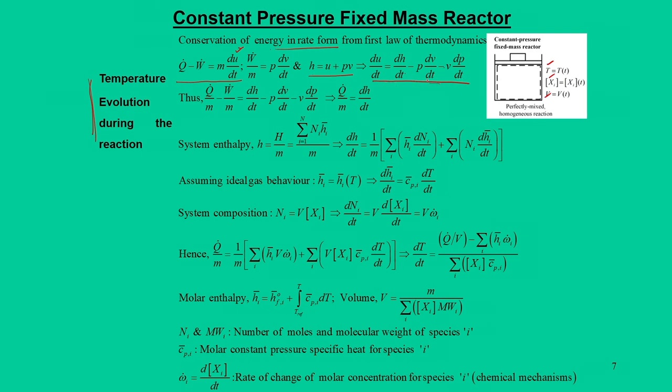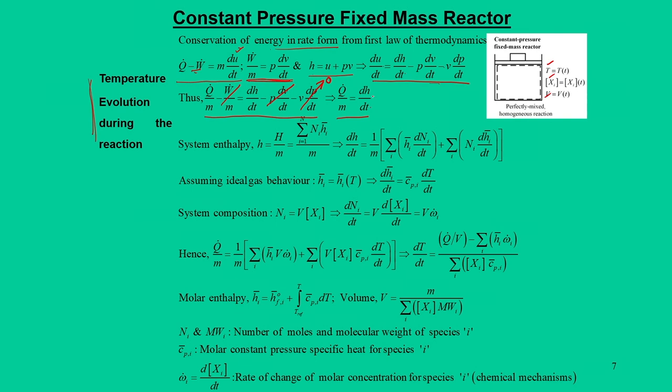Now, the work term can also be expressed in the form of pressure, P dV. So, W dot by m you can write as P dV by dt. Putting these two terms in the main equation, W dot by m and the P dV term vanish, they get cancelled from both sides. Since it is a constant pressure reactor, the dP by dt term goes to 0, then Q dot by m takes the form dH by dt.